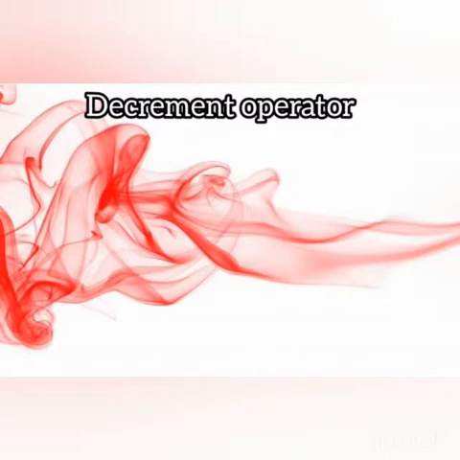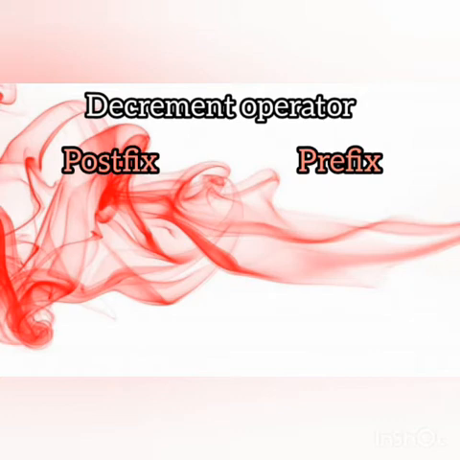Now let's see the decrement operator. Decrement operator consists of two types. One is postfix and another one is prefix. Now let's see the example. X is equal to 10. Now first we will see postfix. X minus minus. Here minus minus is the postfix operator. Postfix in the sense the operator comes at the end of the variable. So the concept of postfix is the value of the variable will be assigned first, then the value will be decremented. So y is equal to x minus minus.